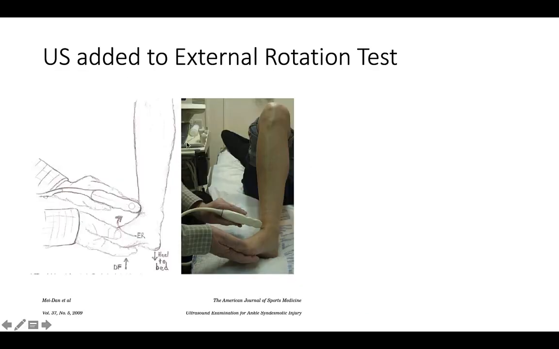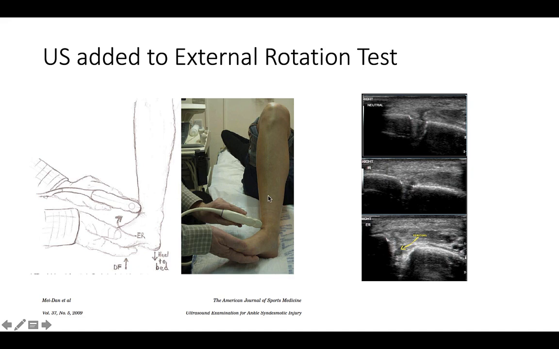And here's an example of the test itself. So you have the person either sitting or in a supine position, and then you rotate the ankle into external rotation, and then here they're measuring gapping with an ultrasound probe, and you can kind of see the distance in this syndesmosis here. And so this kind of wide gapping would indicate a sprain.